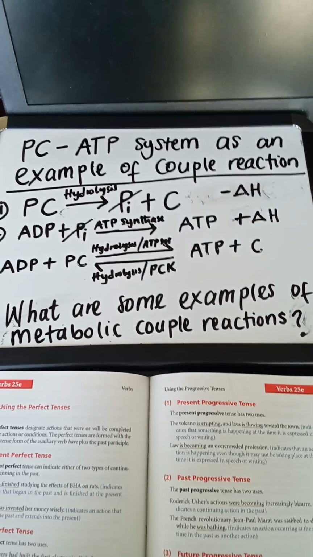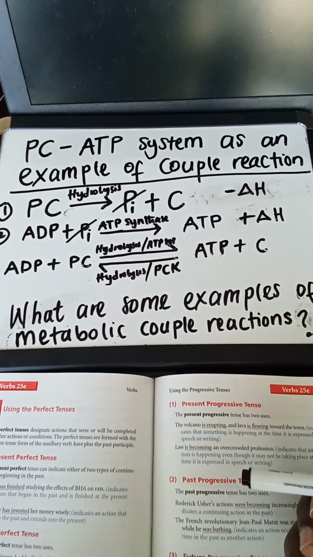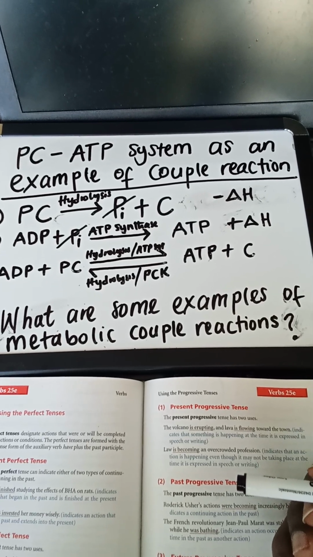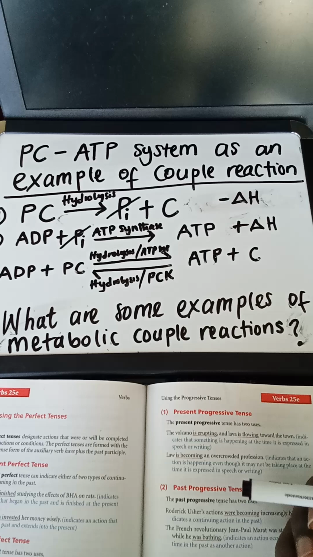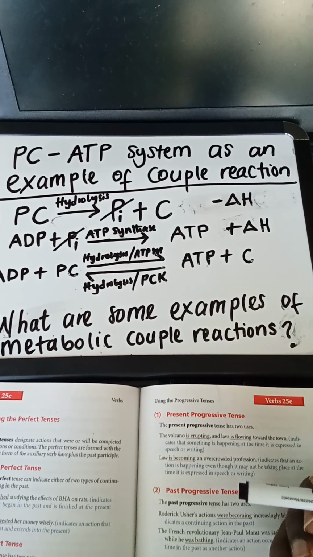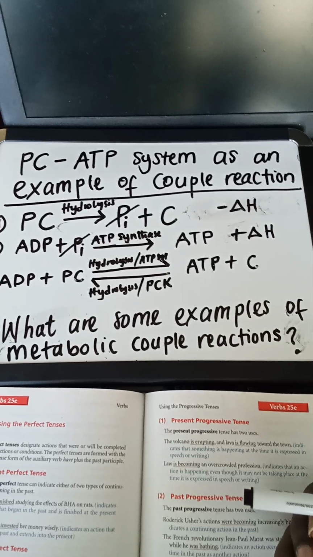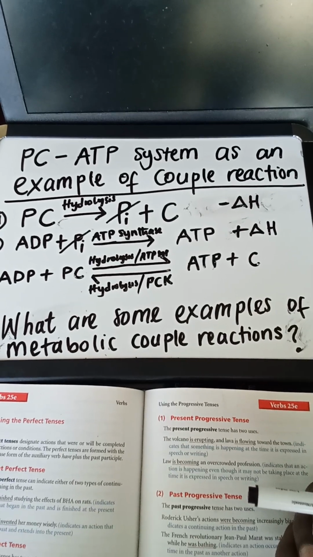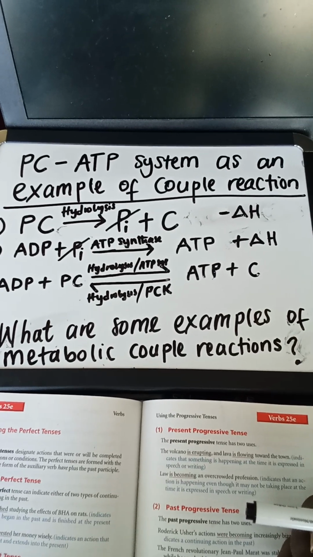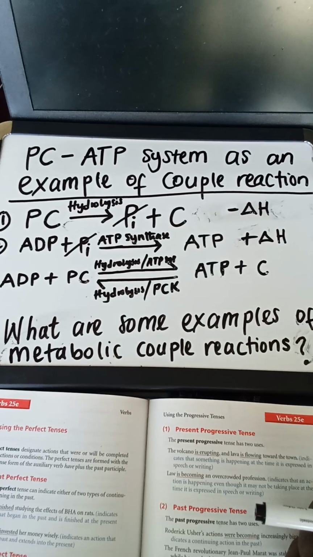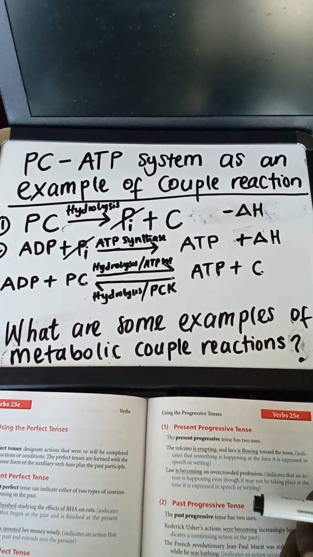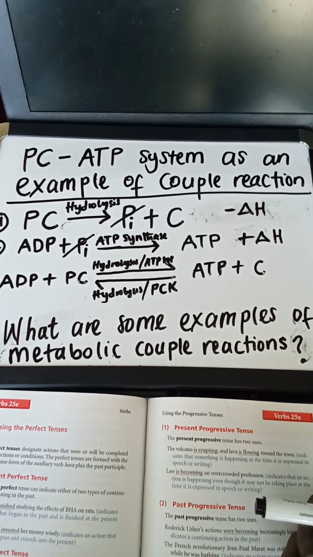Okay, so I'm going to use the PCATP system to explain the couple reaction that I mentioned last time. This is a typical example of how a couple reaction looks like, and this one occurs in the body.